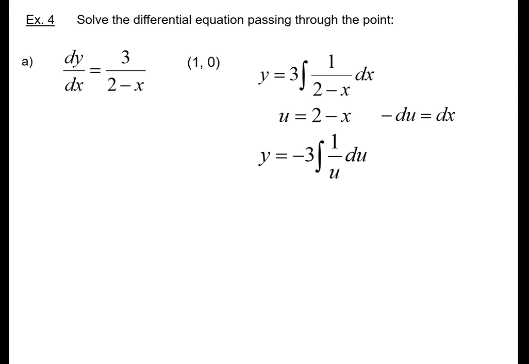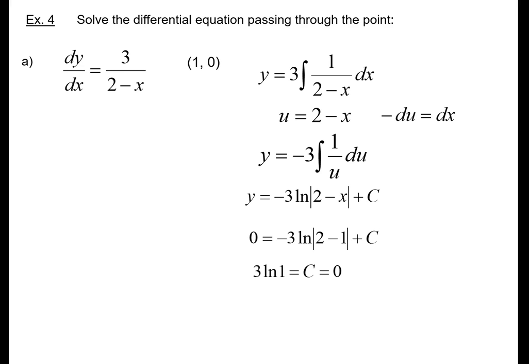So then pause the video. Make sure you get it from here. We've got negative 3 times the natural log of u, which is 2 minus x. Now they gave us an initial condition 1, 0. So I'm going to plug that in. And I'm going to solve for c, and I get a value of 0 for c. So my final answer looks like this.